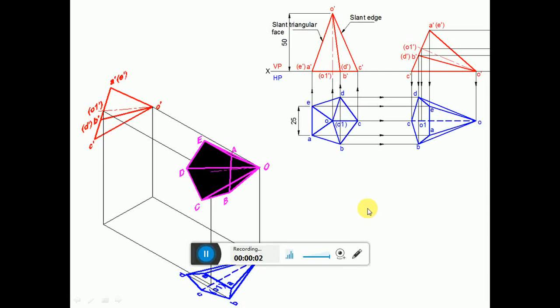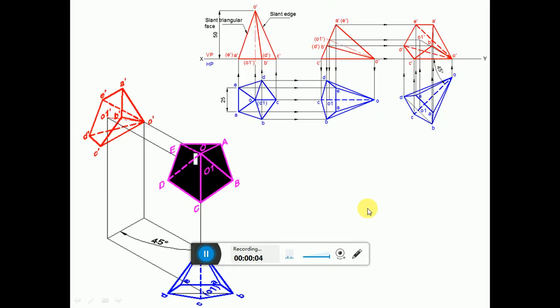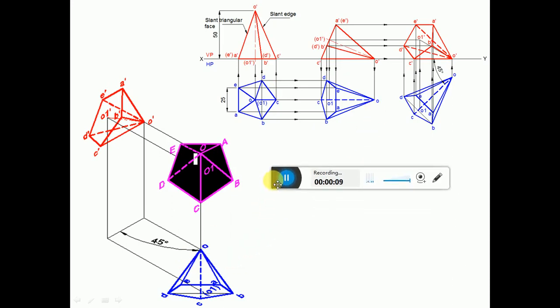Now we are continuing with the 151 problem. Then he says the axis appears to be inclined to VP at 45 degrees. You can see here the axis appears to be inclined to VP at 45 degrees.